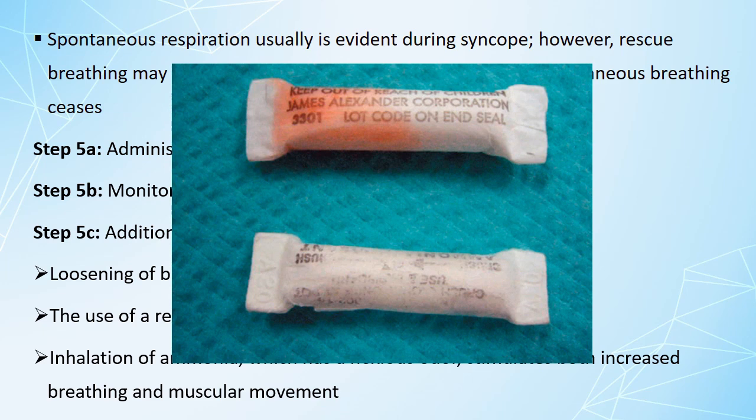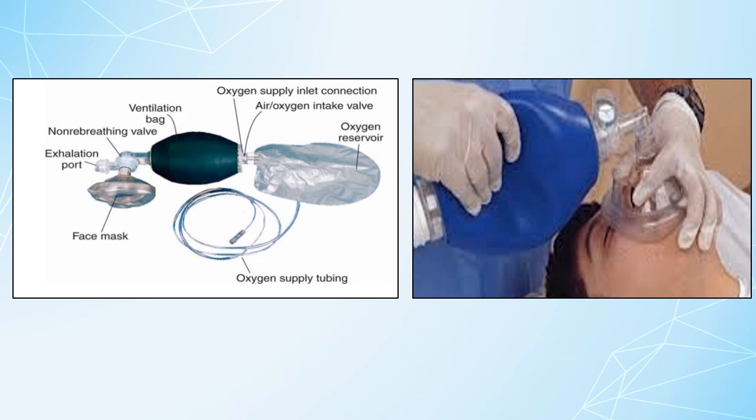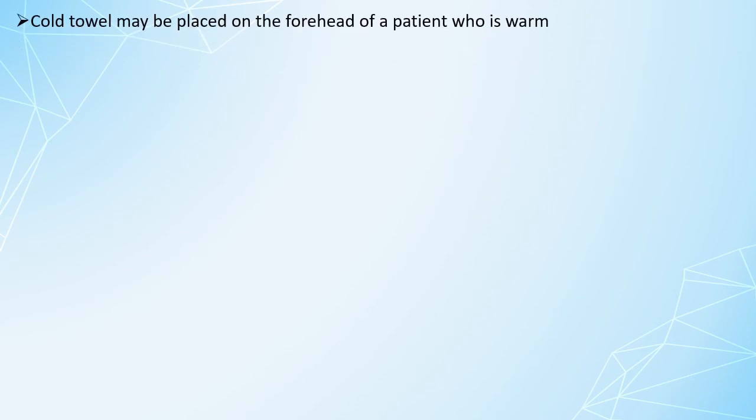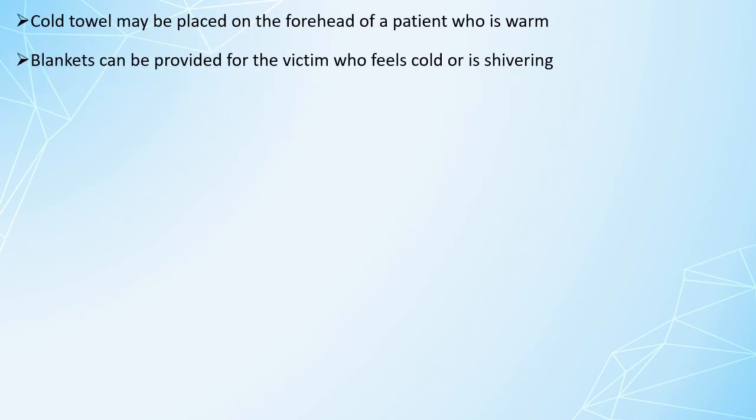So this is the bag valve mask oxygen delivery device on the left side, and on the right side it shows how it needs to be placed on the patient. Then a cold towel may be placed on the forehead of a patient who is warm, whereas blankets can be provided for the one who feels cold or is shivering.